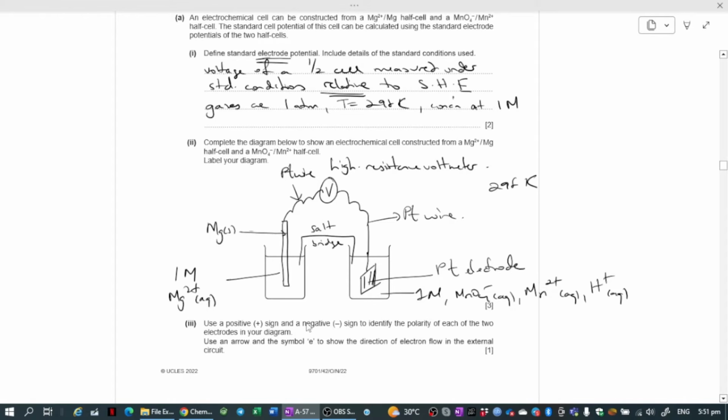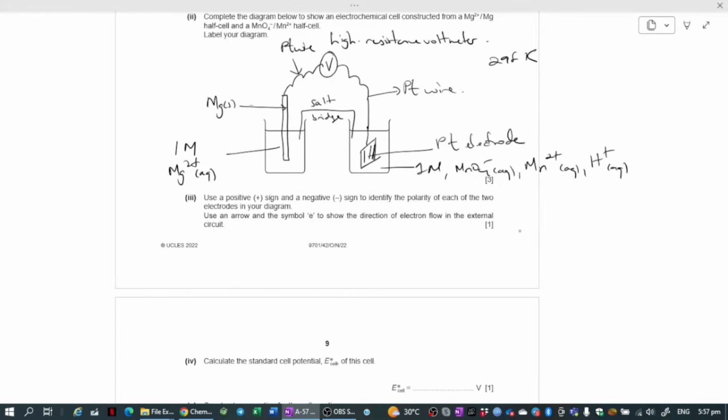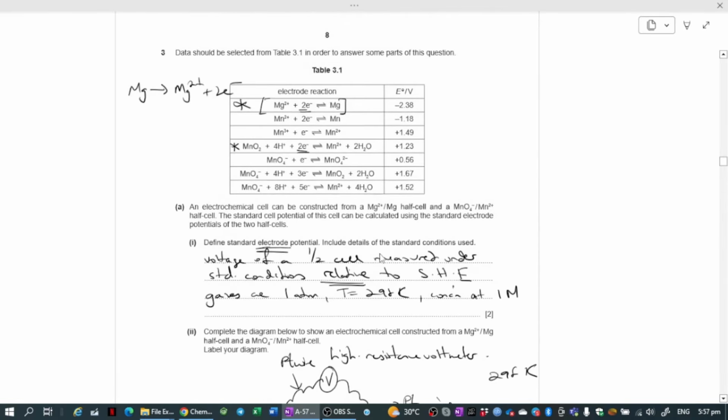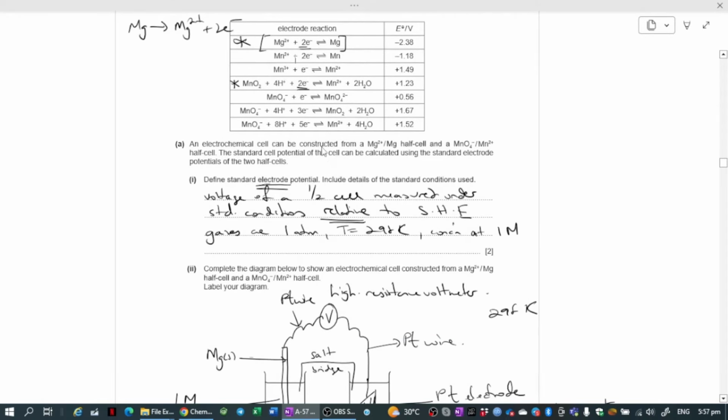Now they say use a positive sign and a negative sign, identify the polarity of each of the 2 electrodes, and show the direction of electron flow. Right. So if we look at our half reactions shown here, we already identified that, so it's manganate. So my bad, I identified the wrong reaction here initially, right? So it's this, not this. So it's not this. Let's scratch this off. This is not the half reaction. This is manganate and Mn2+, right?